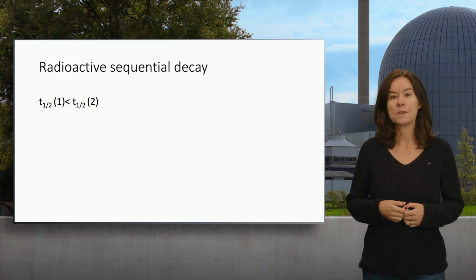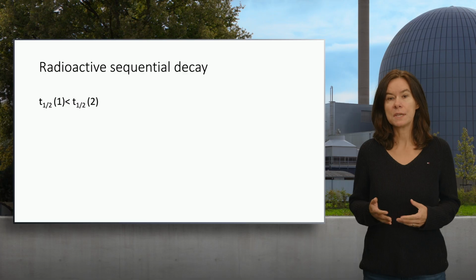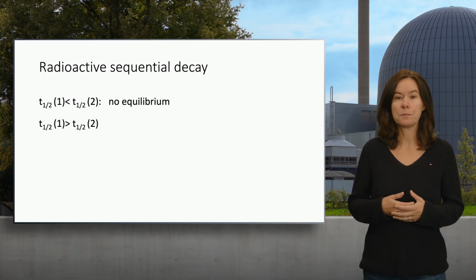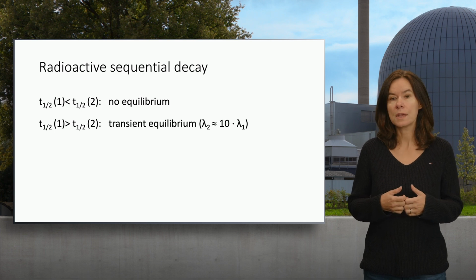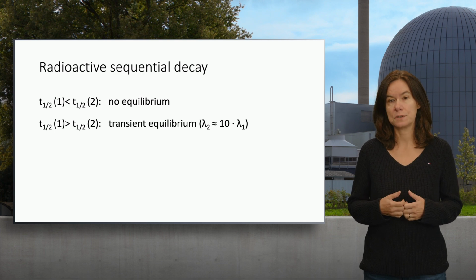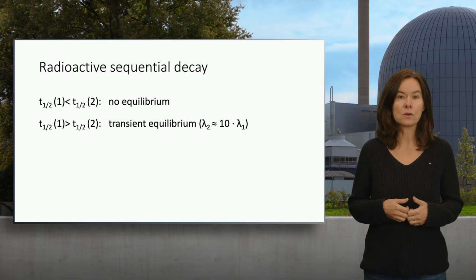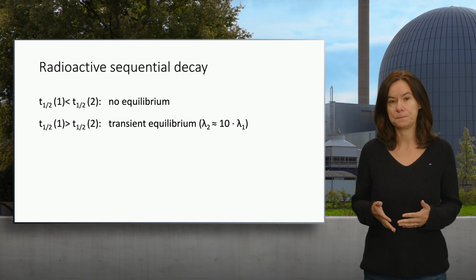Let us start with the case in which the half-life of the mother is shorter than the half-life of the daughter. In such cases, the mother will just decay to the daughter, but they cannot attain equilibrium. In cases where the half-life of the mother is longer than that of the daughter, mother and daughter can achieve the so-called transient equilibrium. For transient equilibrium to be attained, the decay constant of the daughter needs to be about 10 times that of the mother.